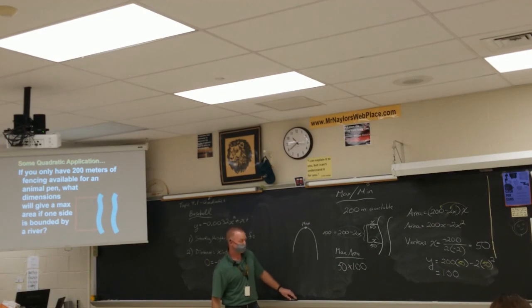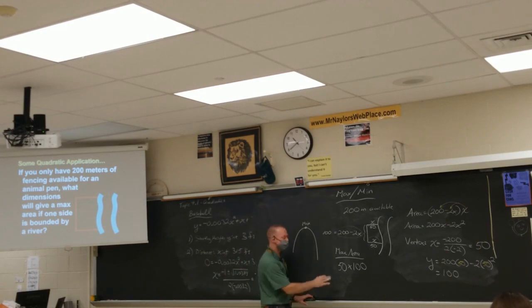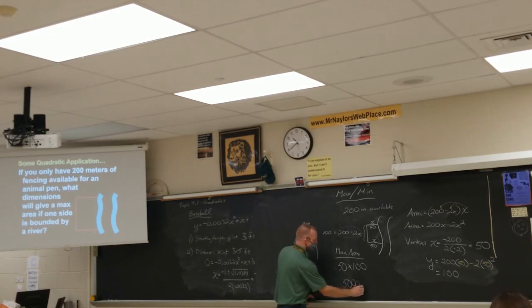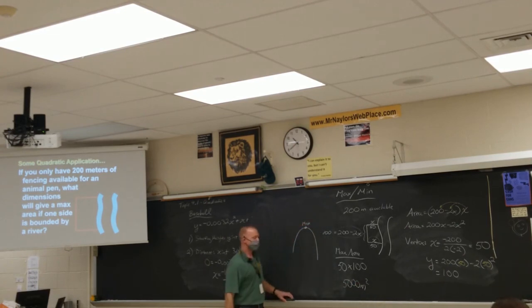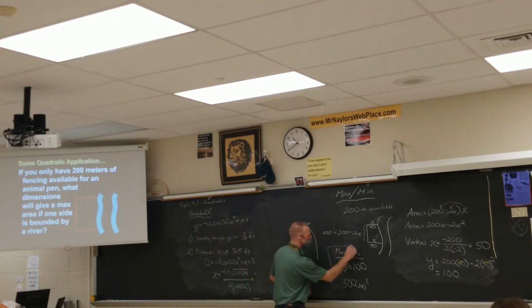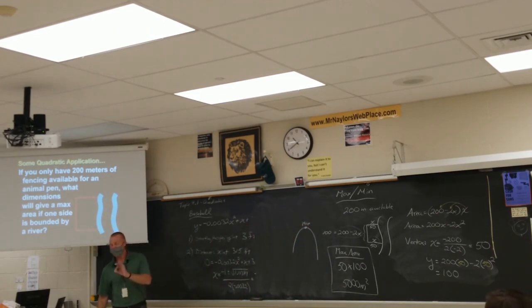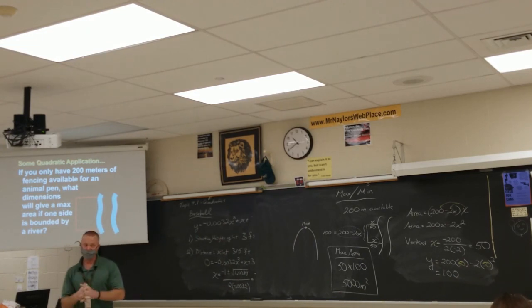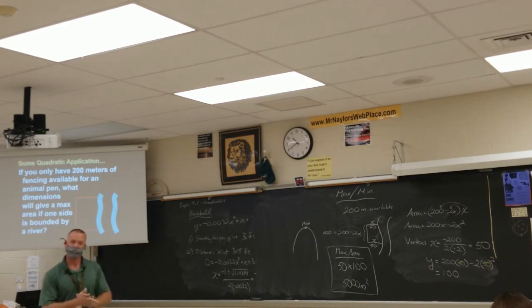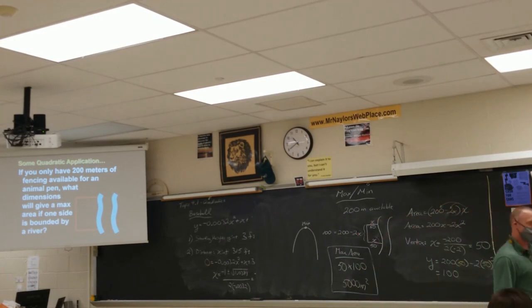If I'm going to bound it with a river. And I think the question just says what are the dimensions, but obviously if we have the dimensions, we could also find the area. We could actually multiply them to be 5,000 square meters. I'm going to multiply them just since we can. The max-min problem. A maximum or minimum is always a vertex. It obviously just depends on what shape, what direction the parabola is going.